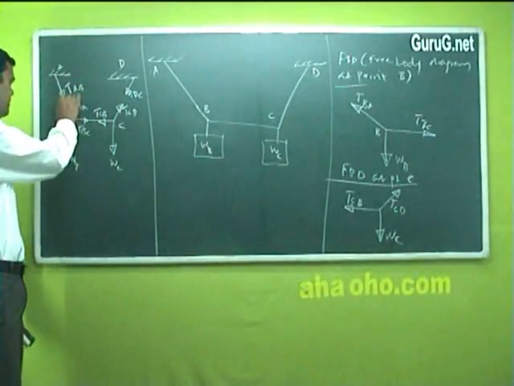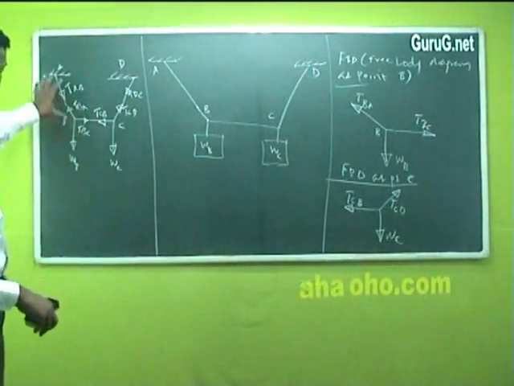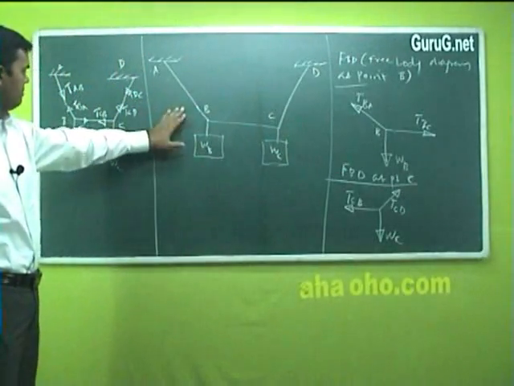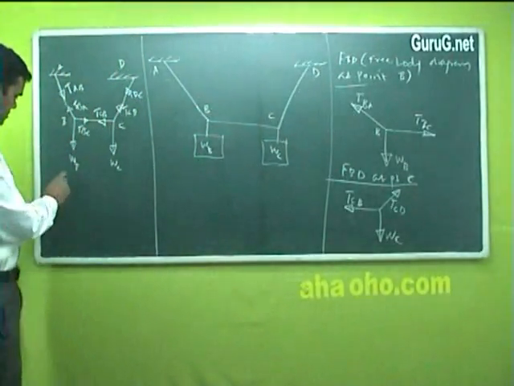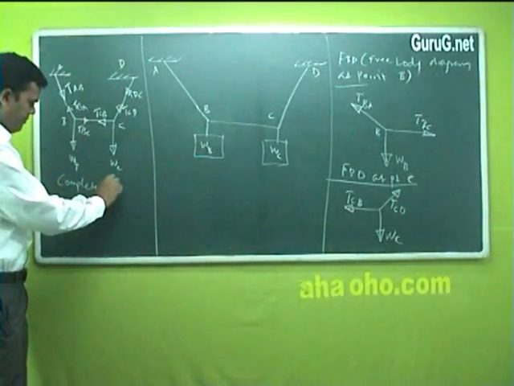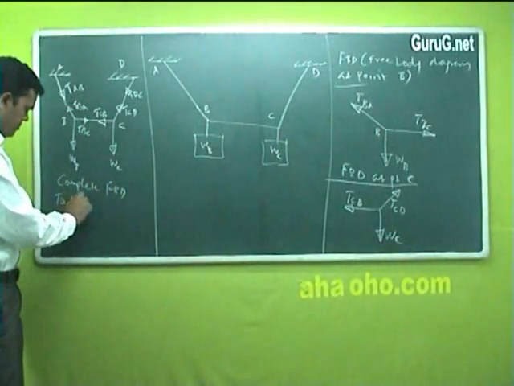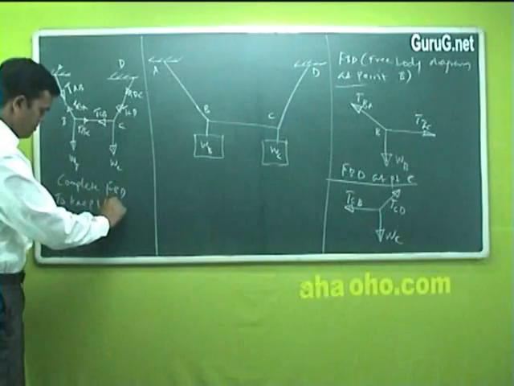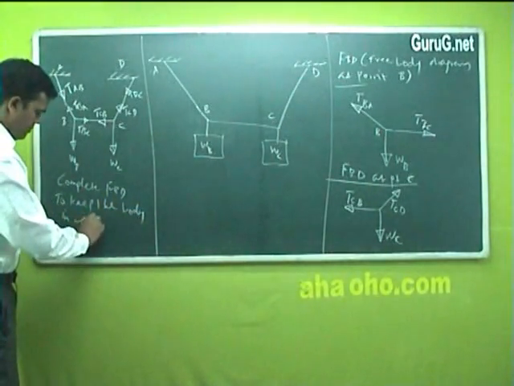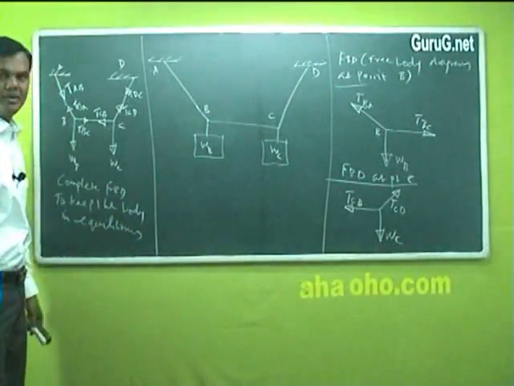So this is the final sketch which indicates clubbing two sketches, and this is the actual diagram. This becomes your complete free body diagram. Complete FBD to keep the body in equilibrium. Body in equilibrium. Equilibrium condition.